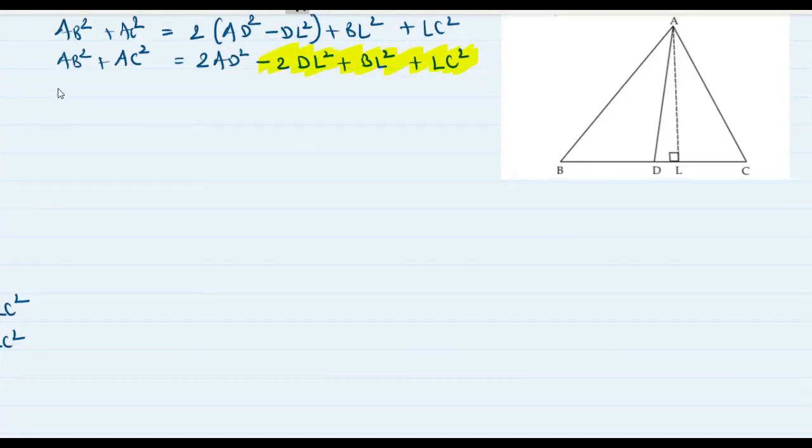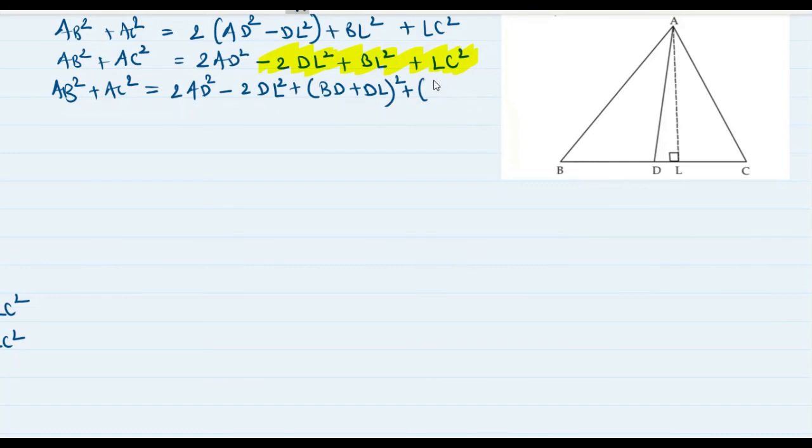So see what we have to do now. AB square plus AC square is equal to 2AD square minus 2DL square. I'm not going to touch this DL square and I'll tell you why. BL, I'm going to represent it as BD plus DL the whole square. And LC, I'm going to represent as CD minus DL the whole square. Now I'm going to open the bracket.